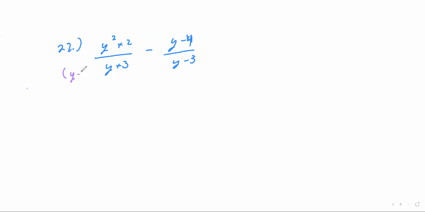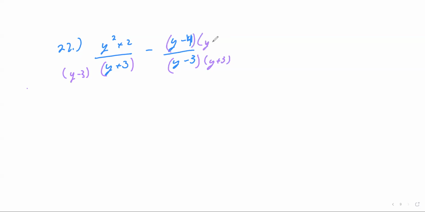So let's look at one more. Let's look at number 22. So on 22, this is going to be y squared plus 2 over y plus 3 minus y minus 4 over y minus 3. So in this case, try to factor if you can. Unfortunately, it's unfactorable. So therefore, I can go straight into what I need. And this would be y minus 3.